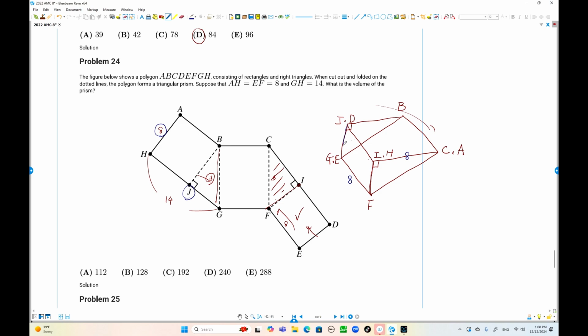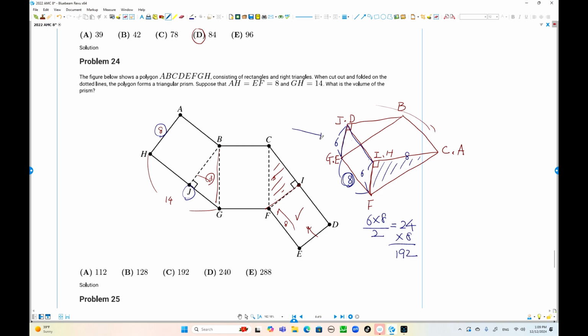GJH from here to here, that is 14, but this side is how much? 14 minus 8 is 6. This is 6, okay? This is the base. This is the height. So what is the volume of this one? Base is what? 6 times 8 divided by 2, right? Triangle is 24, isn't it? But the height is 8. Times 8 is 192, okay?